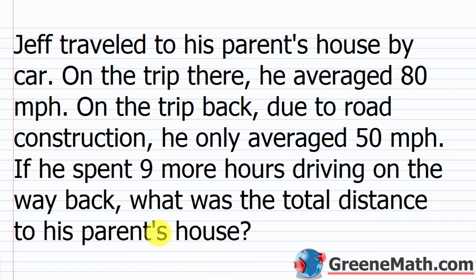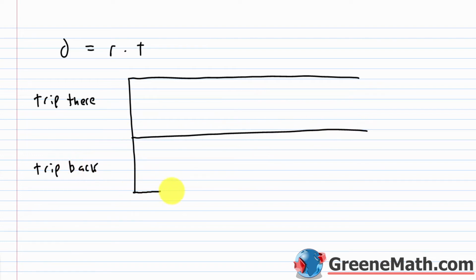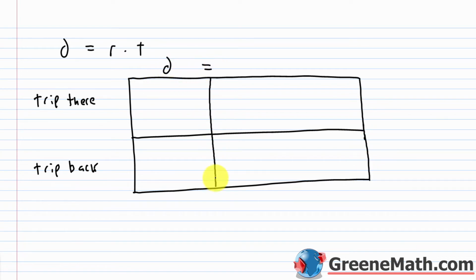But again, if you go back to that distance formula, if you just say distance is equal to rate times time, and you make yourself a little table, okay, this is a great way to just organize your information. So we have a trip to his parents and a trip back from his parents. So there's the trip there, and there's the trip back. So those are your two different scenarios. Okay, so let's write distance here is equal to rate times time.